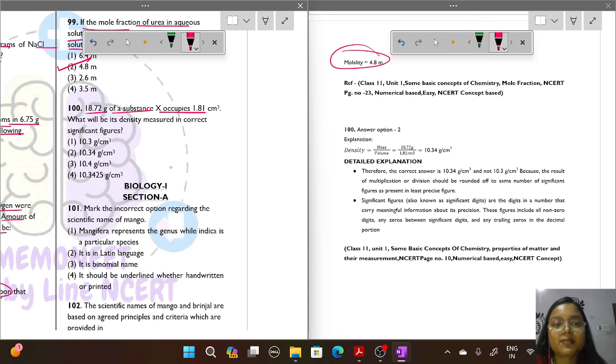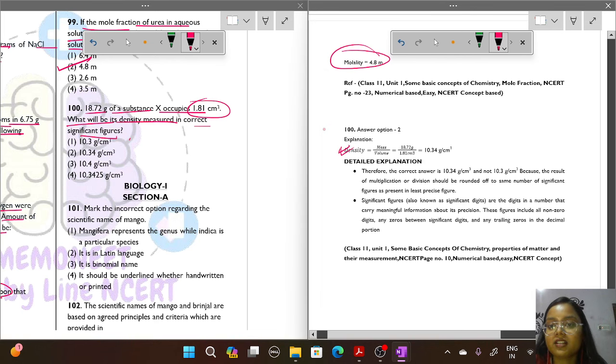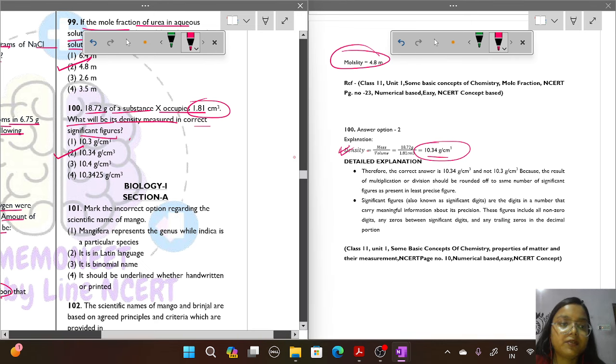18.72 gram of substance occupies 1.81 centimeter cube. What is the density measured in correct significant figures? So density is mass by volume. It comes out to be 10.34. 10.34 is the correct option in correct significant figures.